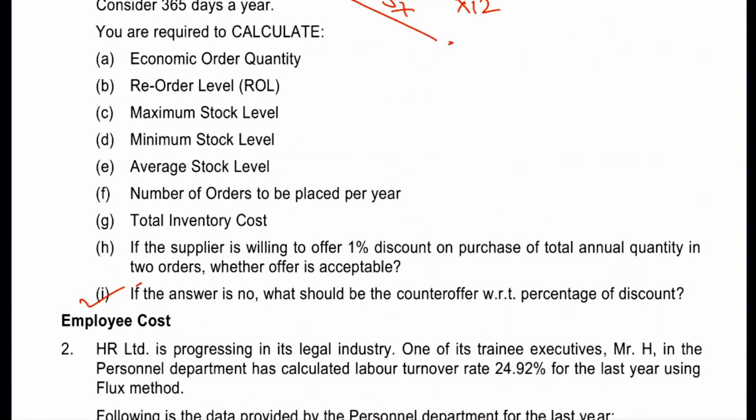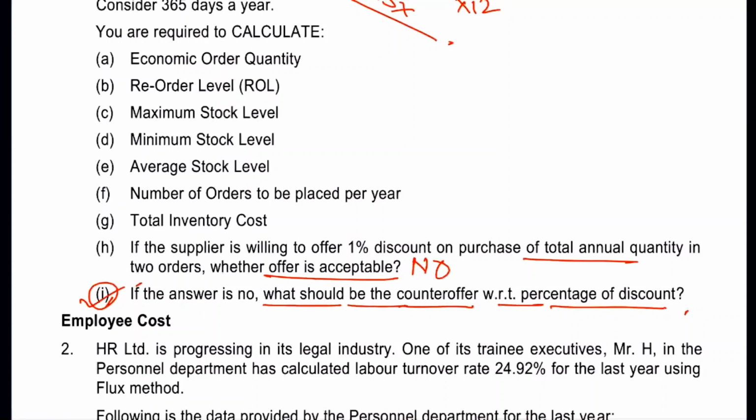If your answer is no, yes, you are not accepting that offer. What are you saying to that proposal? No. Offer acceptable? No sir, cost will increase. What should be the counter offer with reference to percentages of discount? Now actually this is the revised solution. Earlier the same question was there in the book, but there was some error, but I never told you about that. But now this is the proper solution which they have given now.